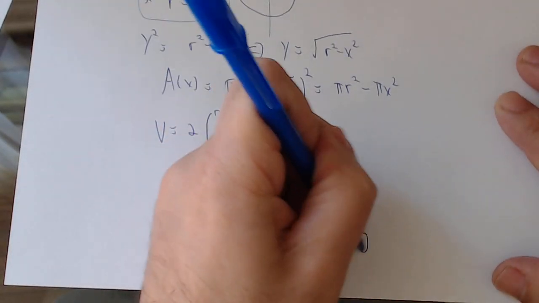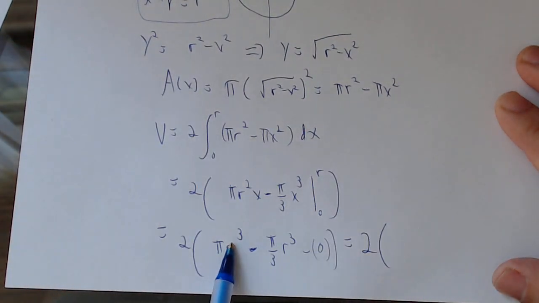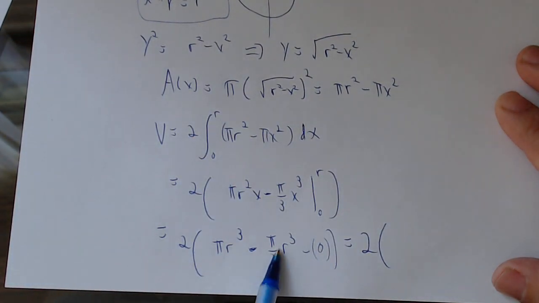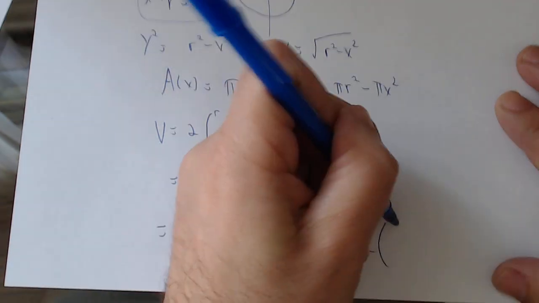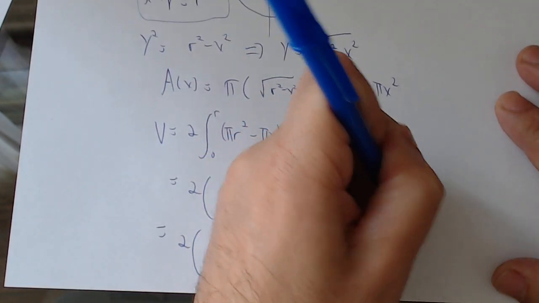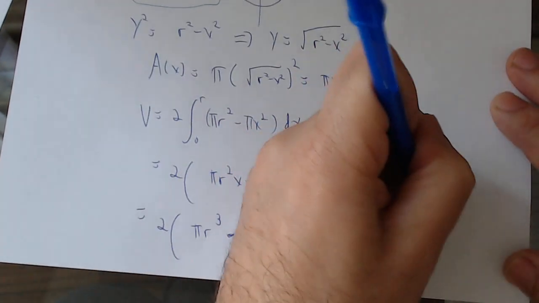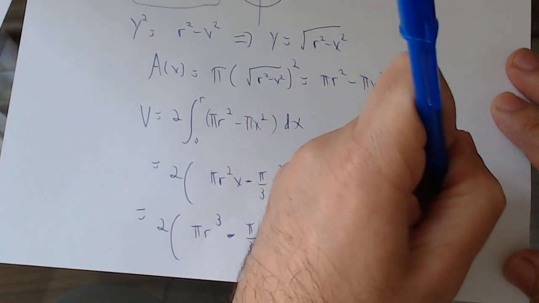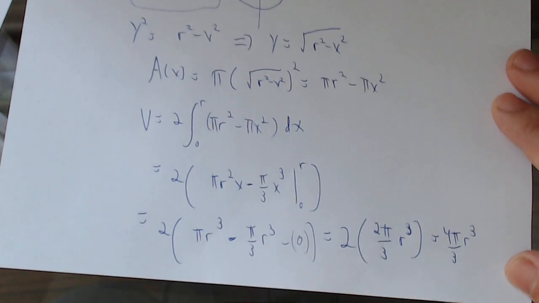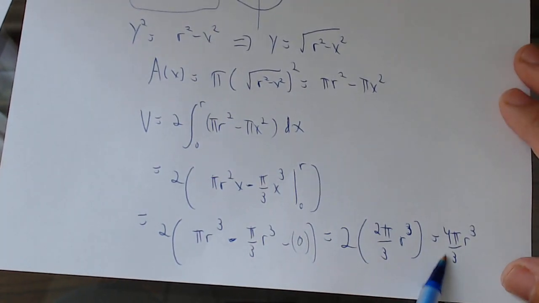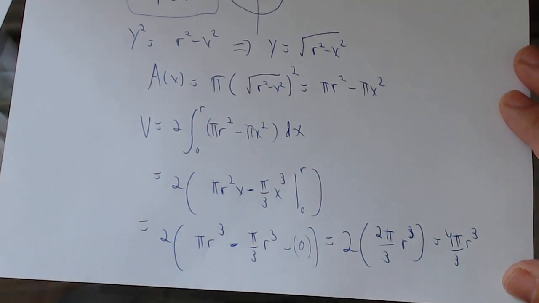So what does this become? 2 times pi r cubed minus pi over 3 r cubed becomes 2 pi over 3 r cubed. And then distribute the 2, which gives me 4 pi over 3 r cubed. And there you have it. We just showed that 4/3 pi r cubed is the volume of a sphere with radius r.